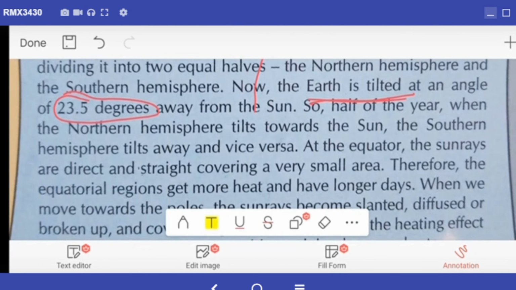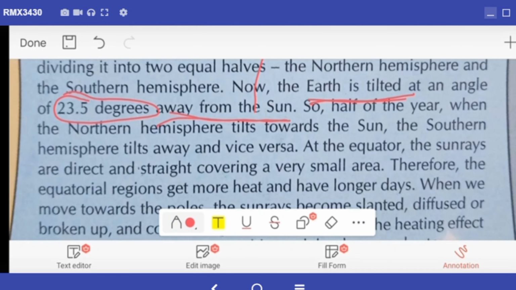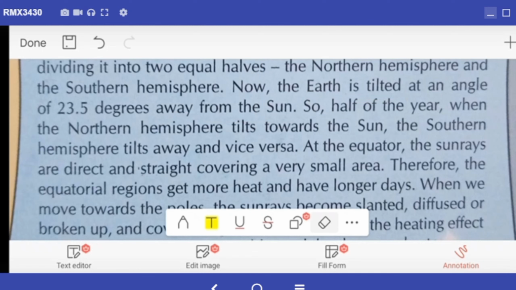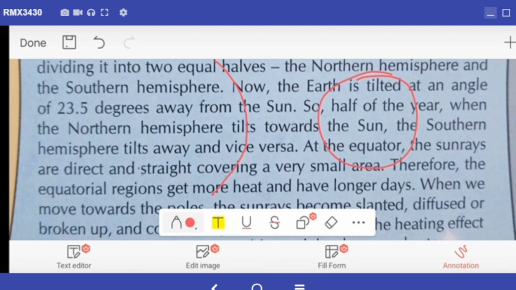Okay, and the tilt is away from the sun. The tilt is away from the sun, meaning the tilting is like this. So this is our earth and this is our sun. So the tilting is not like this. Tilting is like this. It is away from the sun.